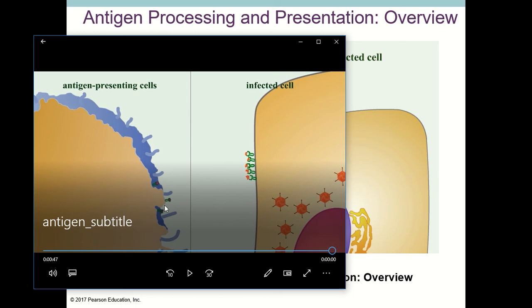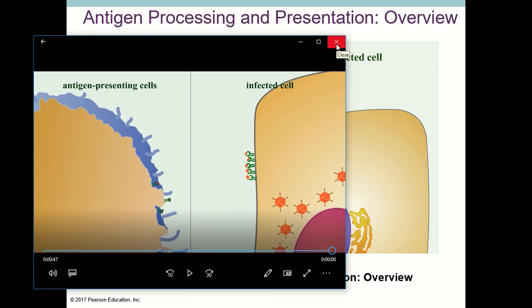So from there, that little antigen right there goes ahead and finds its MHC. It binds to it, and again, that allows the immune system to engulf, opsonize, or neutralize pathogens.